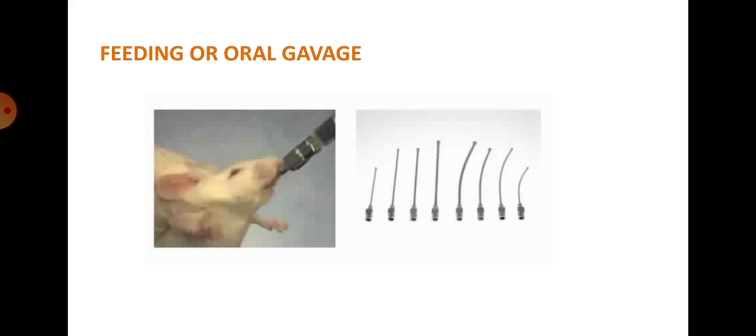A safe volume to gavage rats and mice is 10 ml gavage solution per kg of body weight. But do not force. If any resistance is met, remove the needle and reinsert. Do not aspirate. Once the needle is properly placed, administer the material.